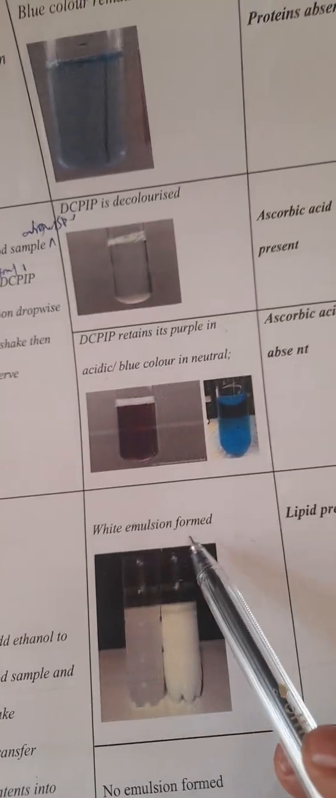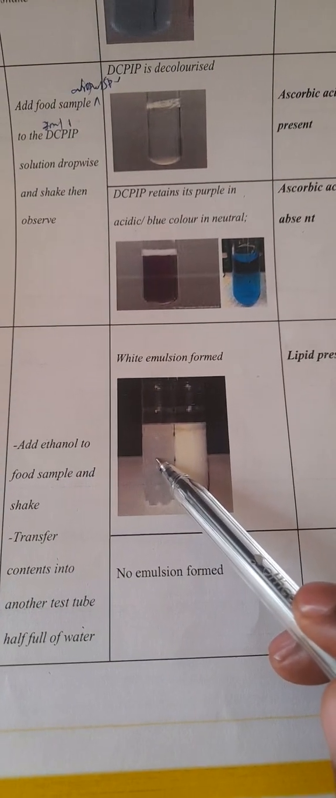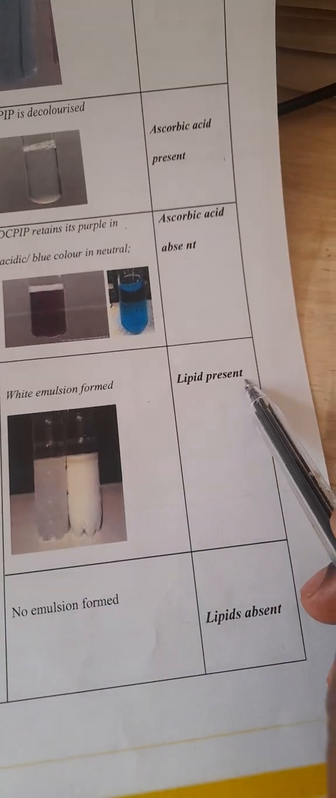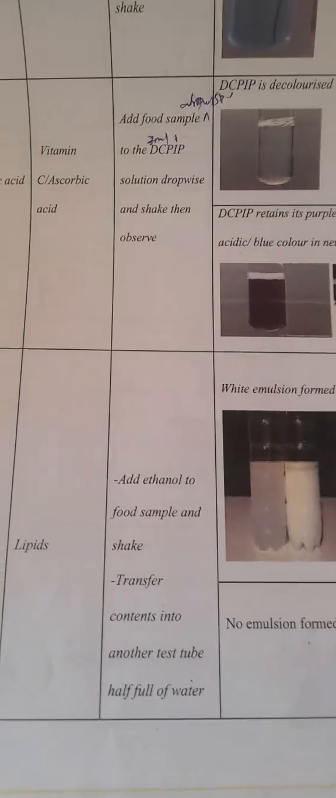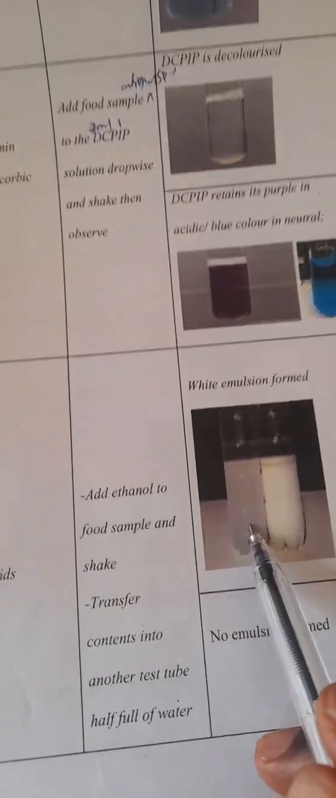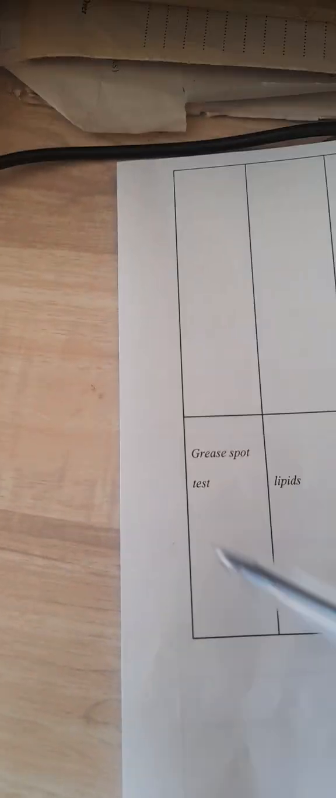If a white emulsion is formed, lipids will be present. You can check at this point, it was a bit white. We are speaking about a white emulsion, you can see, and it's indicating the presence of lipids. If no emulsion is formed, lipids will be absent, just like this one. In case it retains this, it means lipids will be absent. You can check the diagram here. That is no emulsion.